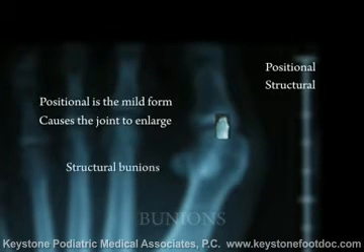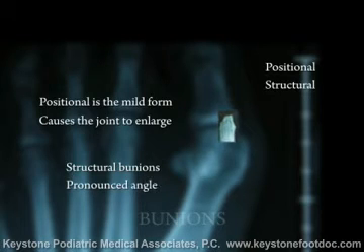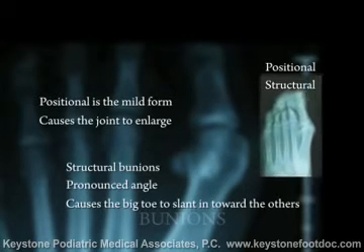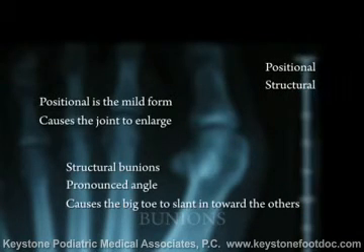Structural bunions are a result of a pronounced angle between the first and second toe bones. This causes the big toe to slant in toward the others, often causing the second and third toes to buckle.